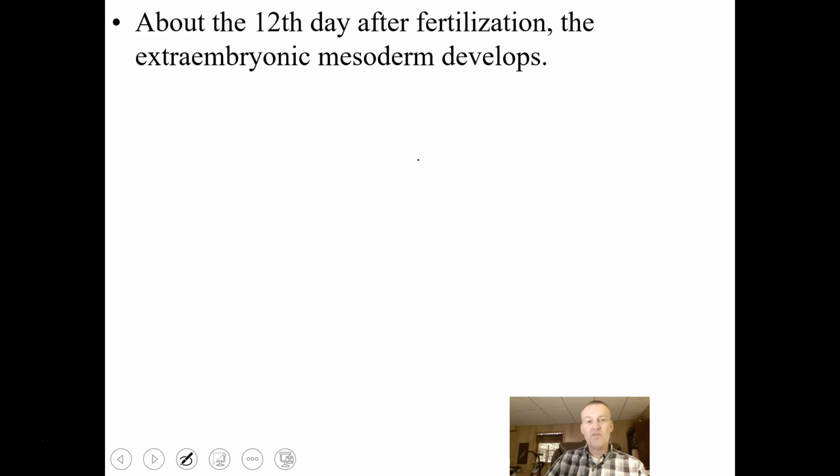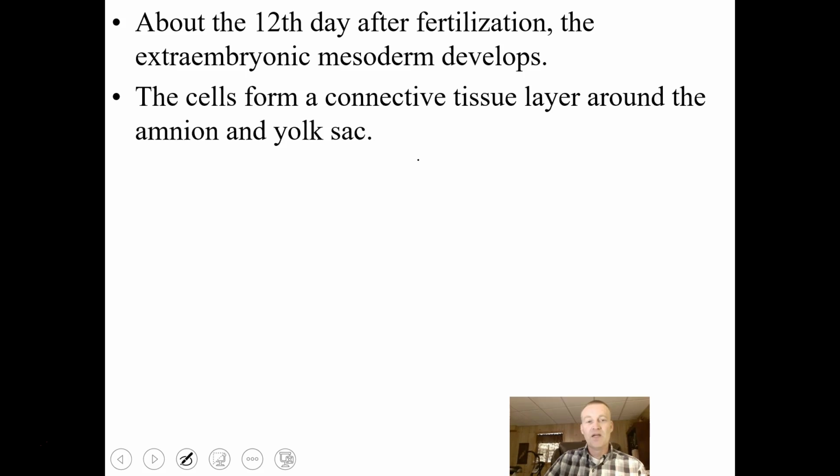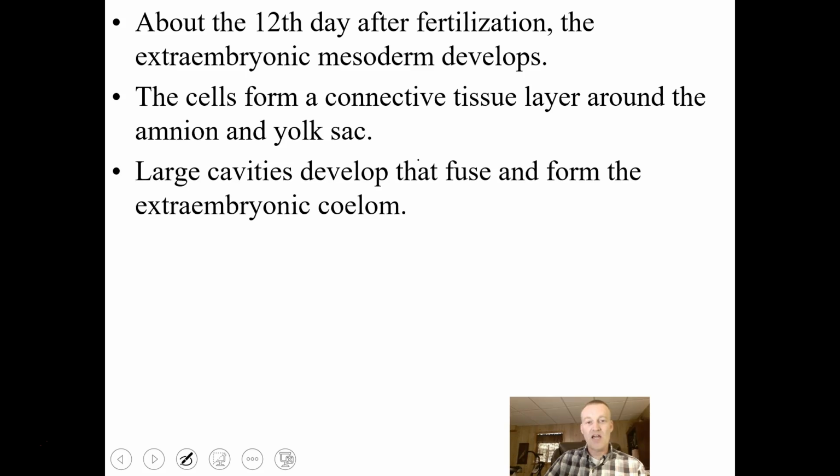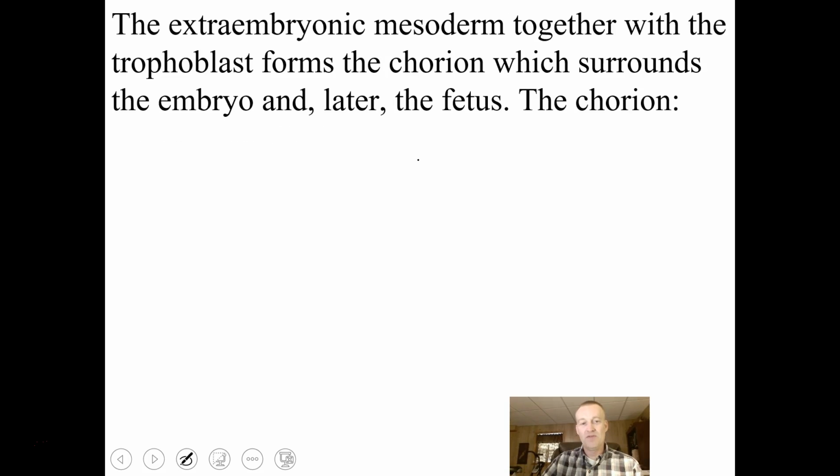So at about the 12th day after fertilization, the extraembryonic mesoderm develops, and the cells form a connective tissue layer around the amnion and the yolk sac. Large cavities develop that fuse and form the extraembryonic coelom, which is a hollow space. The extraembryonic mesoderm together with the trophoblast form the chorion, which is a covering around the whole embryo.